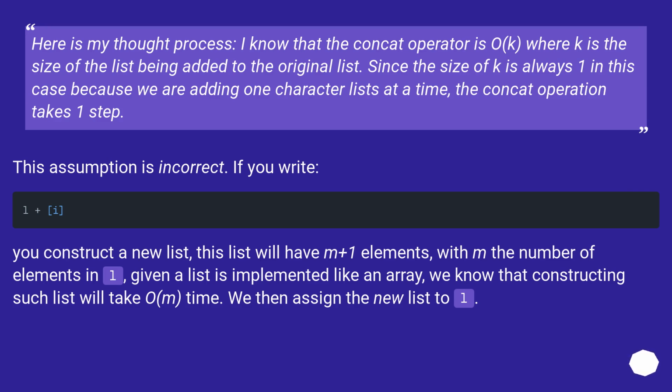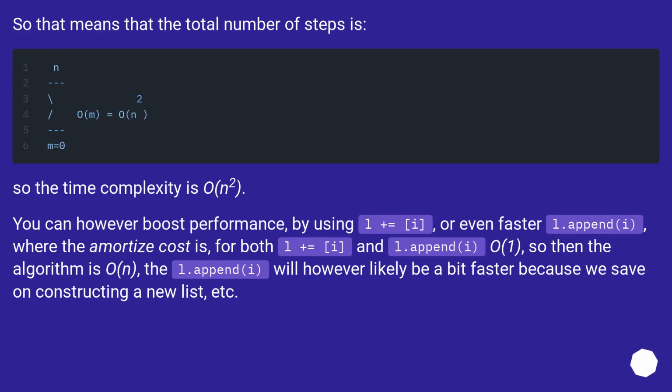you construct a new list, this list will have m plus 1 elements, with m the number of elements in L. Given a list is implemented like an array, we know that constructing such a list will take O(n) time. We then assign the new list to L. So that means that the total number of steps is n times O(n). So the time complexity is O(n squared).